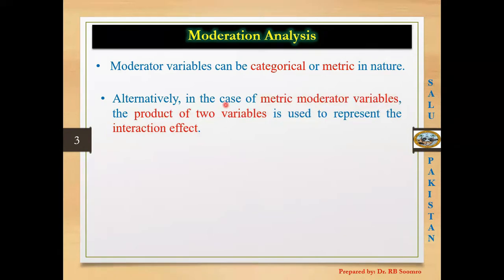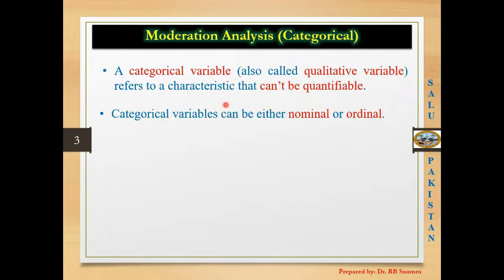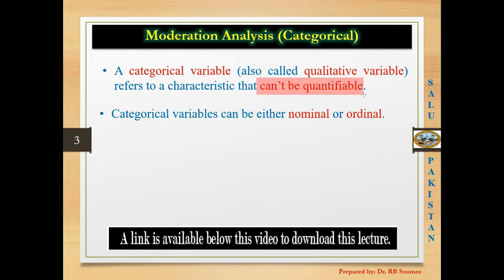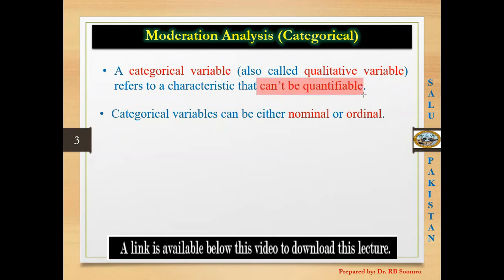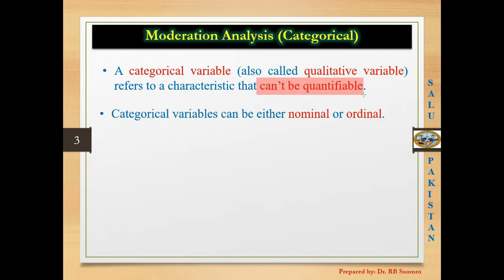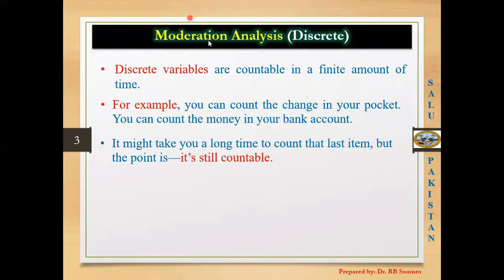And then a moderator variable can be categorical. For example, a qualitative variable cannot be quantified. Any categorical variable, which is also a qualitative variable, we cannot say in terms of quantity, we cannot quantify these, and we measure them on a nominal or ordinal scale. And then a discrete variable is another.